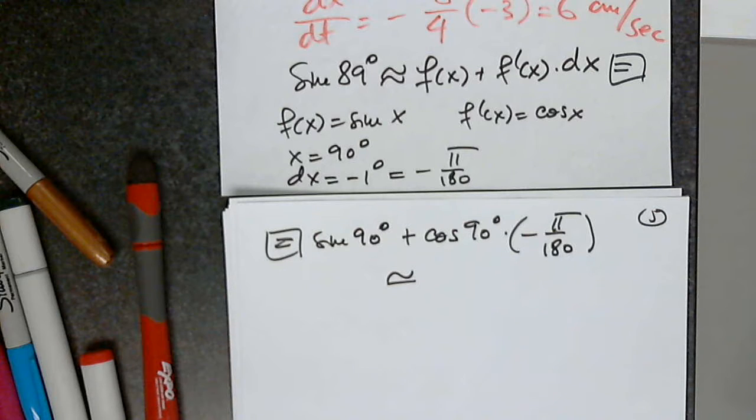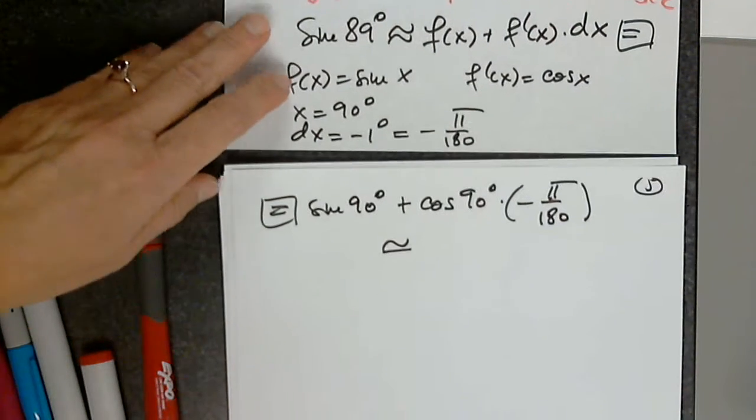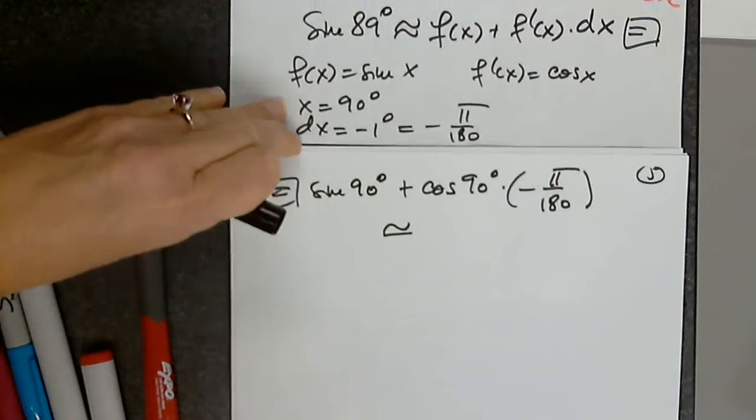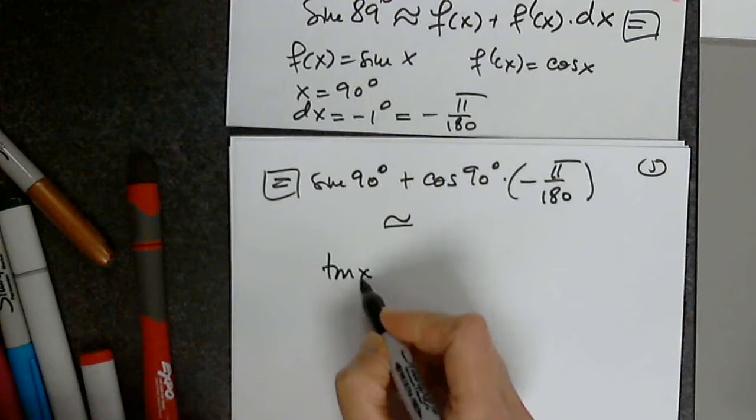Anything else? Anything else? Number 7, what does it say? Use logarithmic operations to define the derivative of y equals tan x raised to x squared.